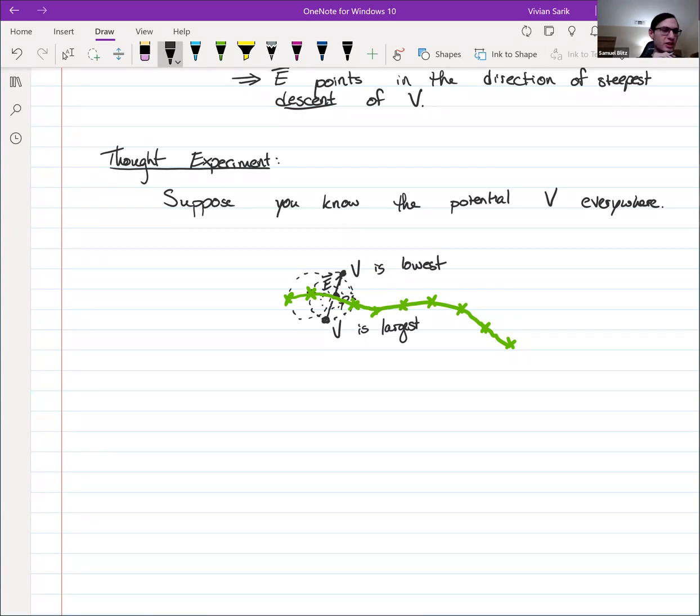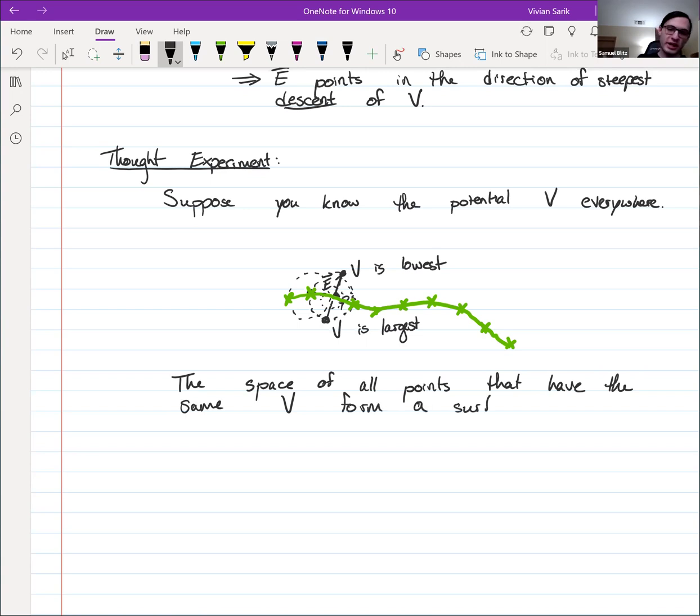So let me write out some words so you can see something more explicitly. The space of all points that have the same V, the same electrostatic potential, form a surface. And that surface is called an equipotential surface. You can probably guess where the name comes from. It's a surface, and on that surface, all the potentials are equal, right? Nothing too sneaky there. But the consequence of the fact that such surfaces exist is that you can map out a path on an equipotential surface.